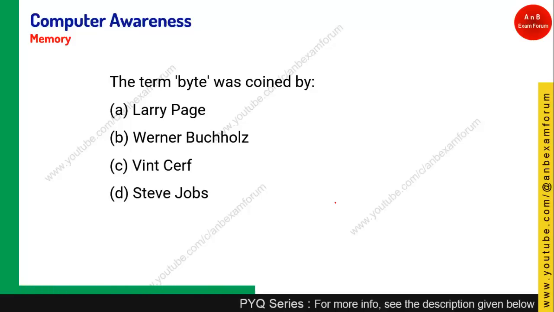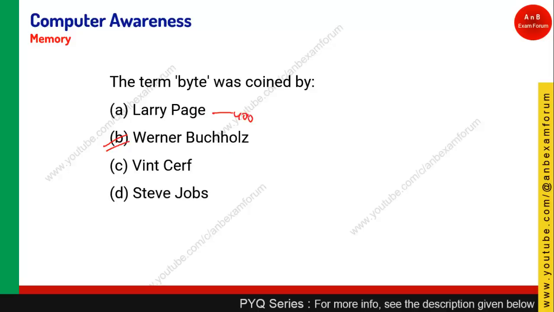Coming to the next question, the term byte was coined by, a very difficult one, but you need to remember that Werner Buchholz coined this term. Larry Page, as you know, is related to Google. Winthrop Cerf is known for internet-related protocols, whereas Steve Jobs is related to Apple computers. He is the founder of Apple. So option B is the right answer for this question.